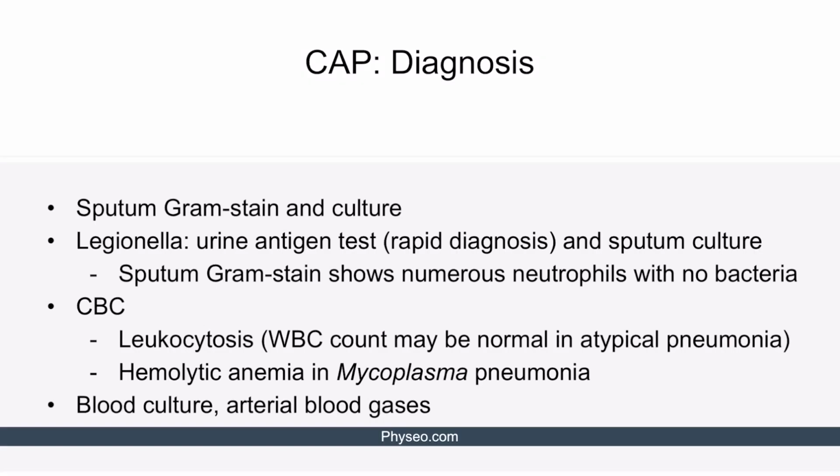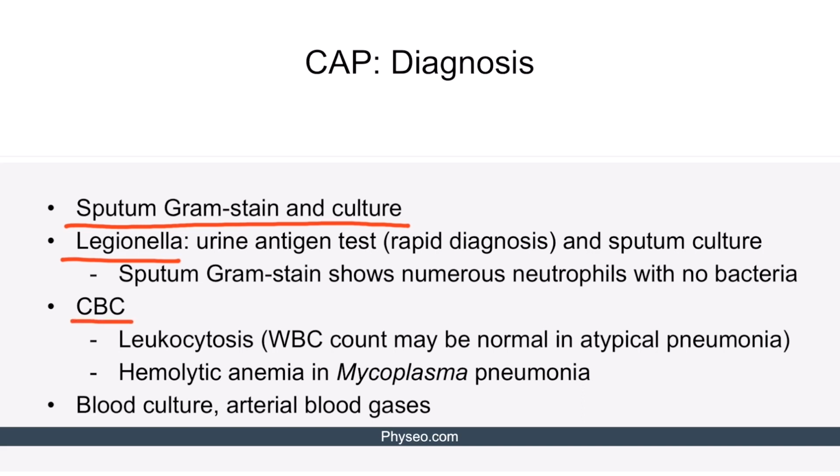Other helpful investigations include sputum gram stain and culture to identify the causative agent. Legionella urine antigen test is a very sensitive and rapid test to diagnose Legionella pneumonia. For definitive diagnosis, sputum culture can be performed, as gram stain only reveals numerous neutrophils with no bacteria.